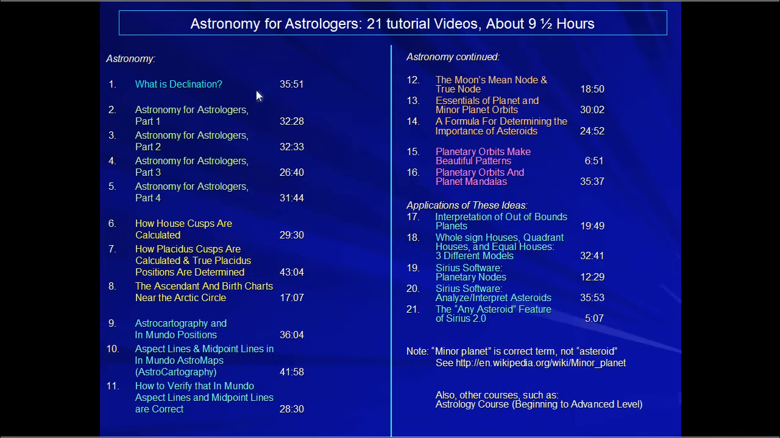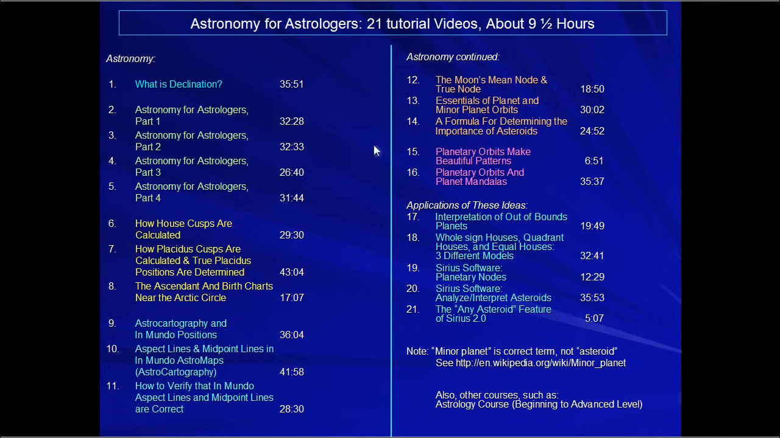And then after you finish that first video, what I recommend next are the series of 4 videos called Astronomy for Astrologers. So you see them here in green, part 1, 2, 3, and 4. This will go into a lot of detail on the terminology and the different things we use in astrology, and it will answer some questions that come up.